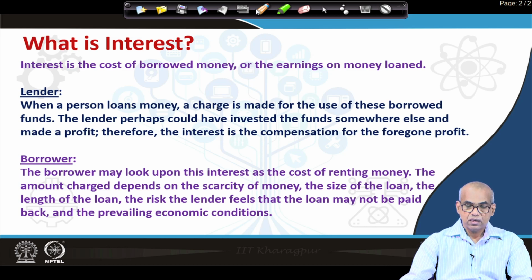The amount charged depends on the scarcity of money, the size of the loan, the length of the loan, the risk the lender feels that the loan may not be paid back, and the prevailing economic condition. This is the same way as the rental of an accommodation will vary depending on location, the availability of such accommodations, the economic conditions, etc.